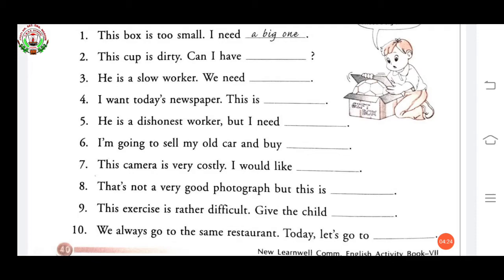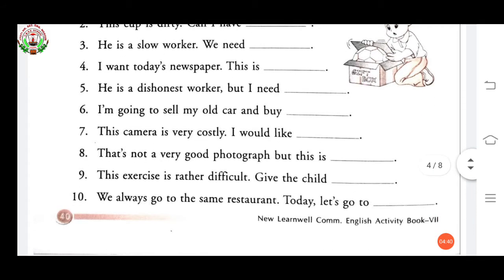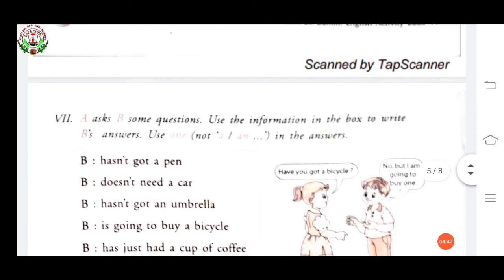This exercise is rather difficult. Give the child an easier one. We always go to the same restaurant. Today, let's go to a different one. Now, this is finished. Come to the next.